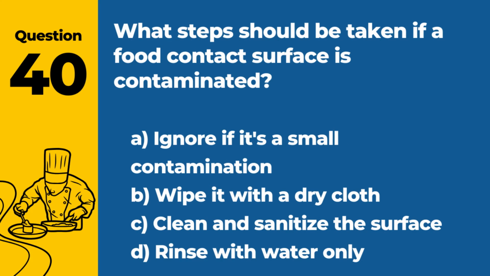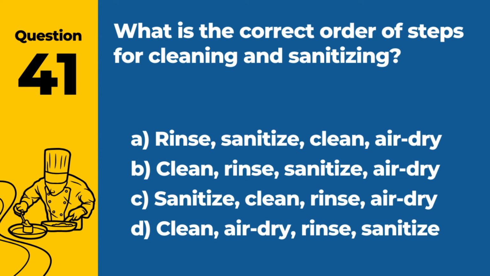Question 40. What steps should be taken if a food contact surface is contaminated? A. Ignore if it's a small contamination. B. Wipe it with a dry cloth. C. Clean and sanitize the surface. D. Rinse with water only. Answer: C. Clean and sanitize the surface. If a food contact surface is contaminated, it should be cleaned and sanitized properly to remove contaminants and reduce the risk of foodborne illness. Question 41.